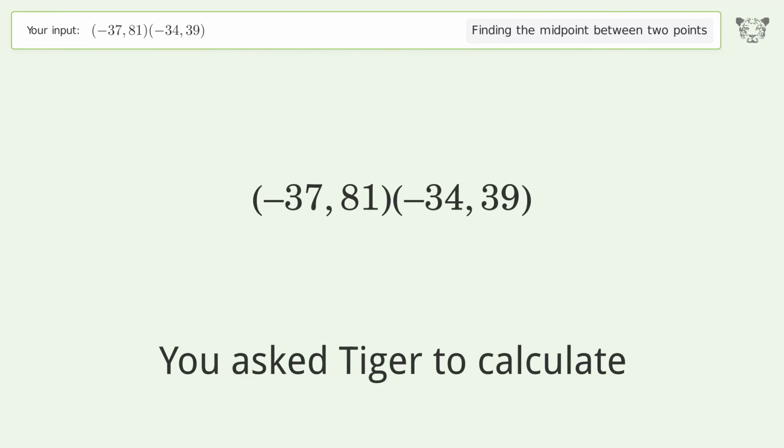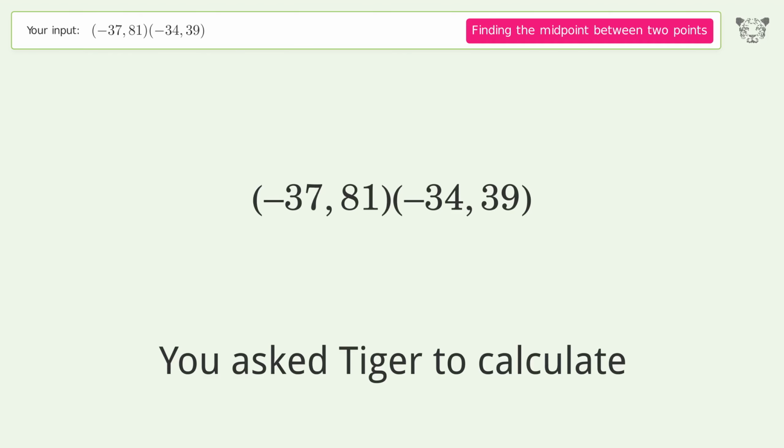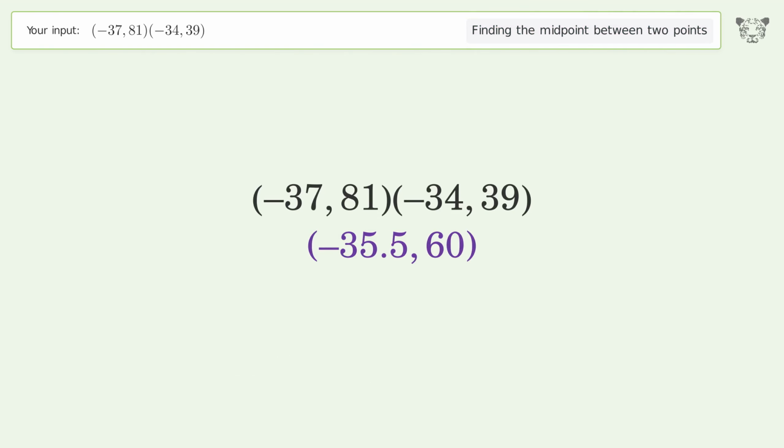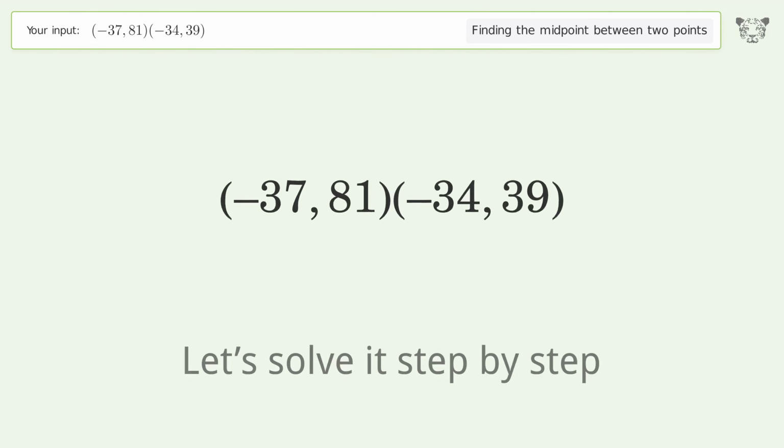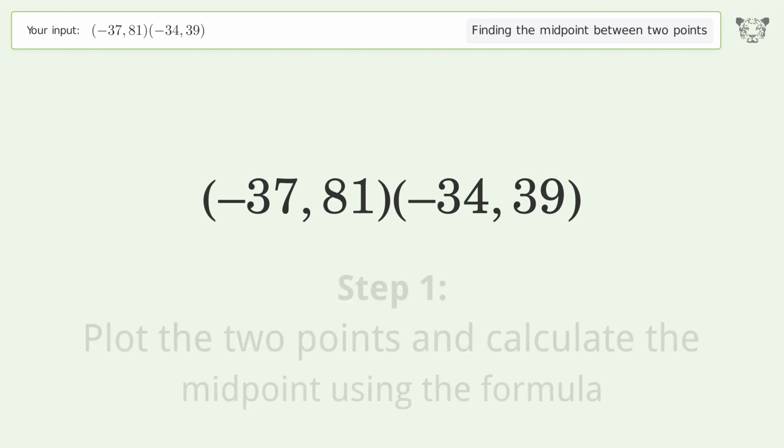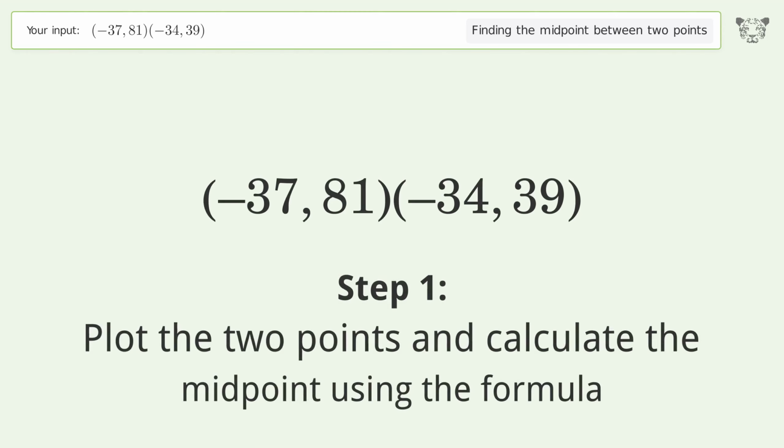You ask Tiger to calculate. This deals with finding the midpoint between 2 points. The midpoint between the 2 points is negative 35.5, 60. Let's solve it step by step. Plot the 2 points and calculate the midpoint using the formula.